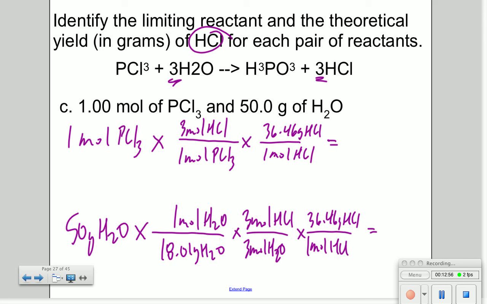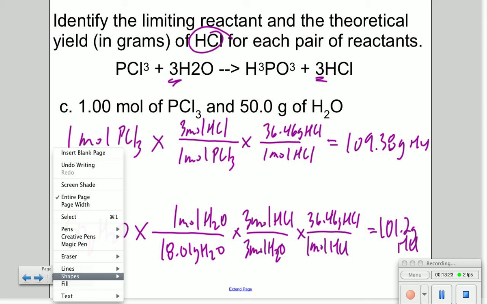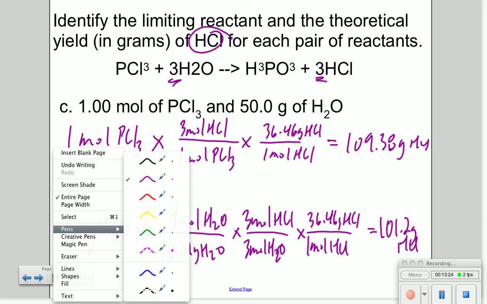All right, let's punch this in our calculator. 1 times 3 times 36.46, I get 109.38 grams hydrochloric acid. Down at the bottom, I have 50 grams divided by the molar mass of water at 18.01 times 3 divided by 3 times 36.46. I get 101.2 grams of hydrochloric acid. All right, change pens. I'll go to green.